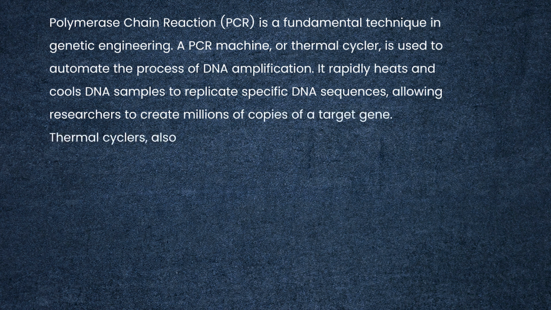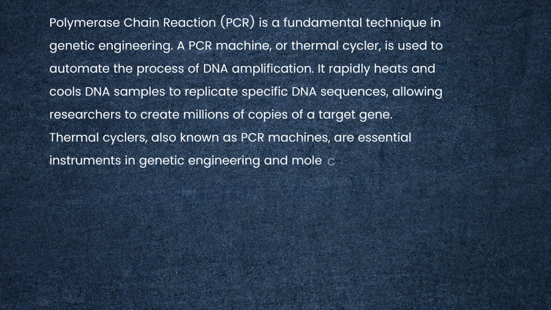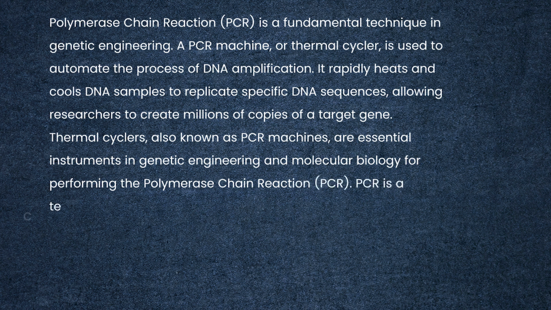Thermal cyclers, also known as PCR machines, are essential instruments in genetic engineering and molecular biology for performing the polymerase chain reaction, also known as PCR. So, PCR is basically a technique used to amplify a specific DNA sequence. So, what are the things that are required to carry out a PCR? It requires the DNA that has to be amplified, primers, dNTPs and an enzyme, DNA polymerase or Taq DNA polymerase.